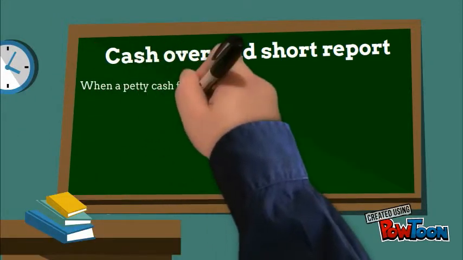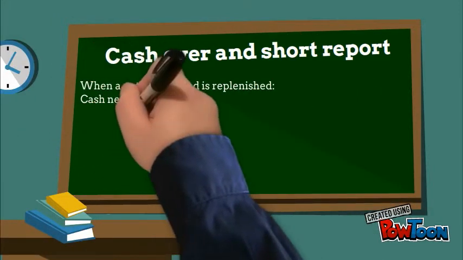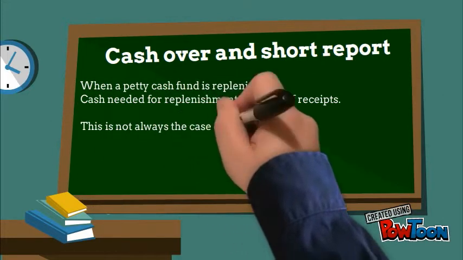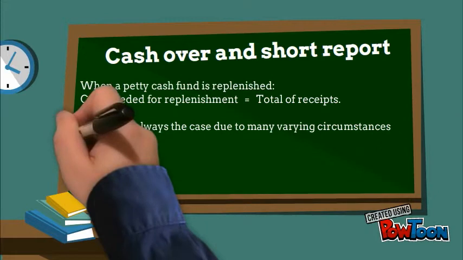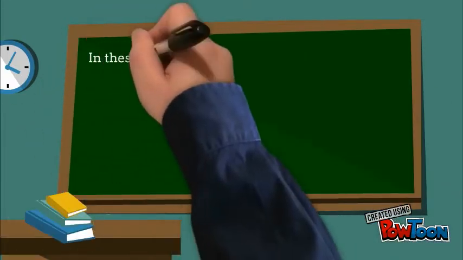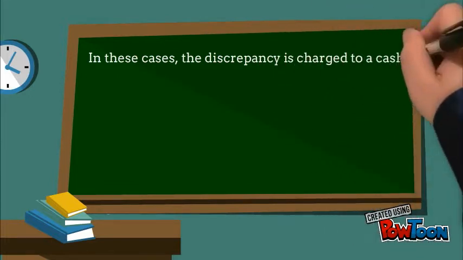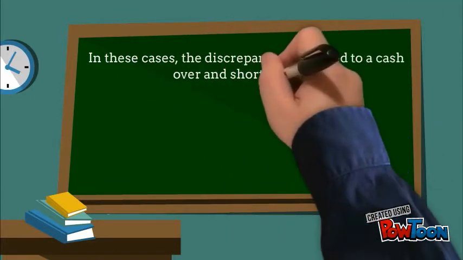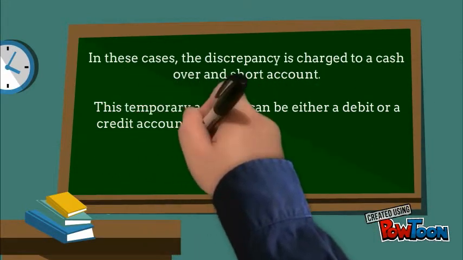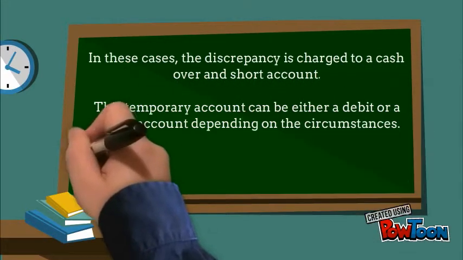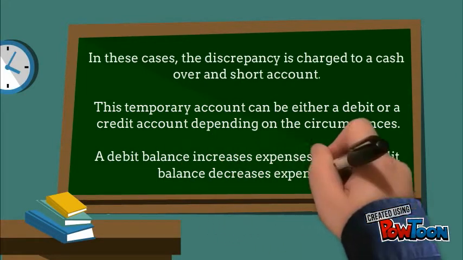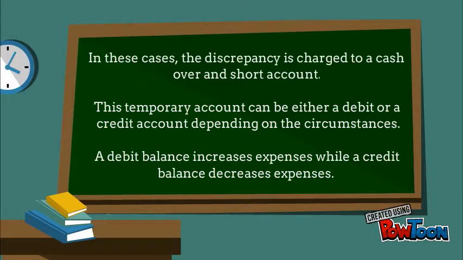When a petty cash fund is replenished, the amount of cash needed for replenishment should equal the total of receipts. This is not always the case due to many varying circumstances, such as receipts not being received or wrong change given. In these cases, the discrepancy is charged to an account called the cash over and short account. This temporary account can be either a debit or a credit account depending on whether or not there is spare cash or cash missing. A debit balance increases expenses, while a credit balance decreases expenses.